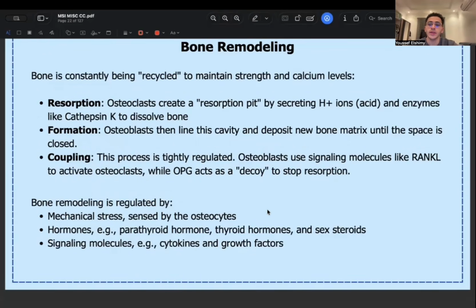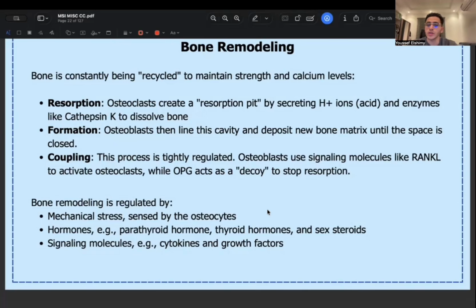Bone remodeling is basically recycling of the bone. It's a continuous process in order to maintain the bone strength as well as the calcium levels. How is it done? It is done by bone resorption, and the key player is the osteoclasts. Osteoclasts create a resorption pit, or the construction site, in which they secrete hydrogen ions as well as enzymes like cathepsin K to dissolve the bone.